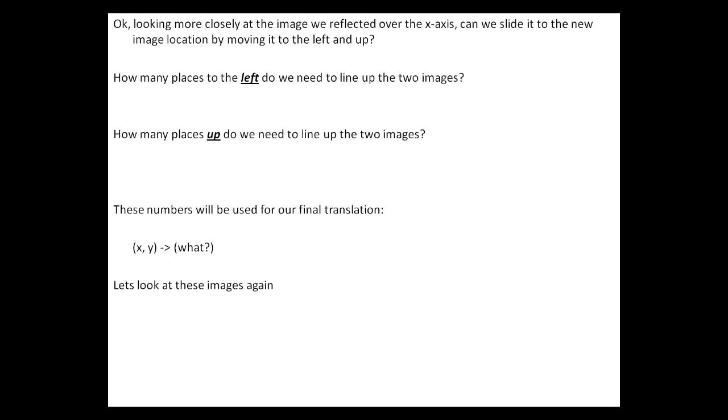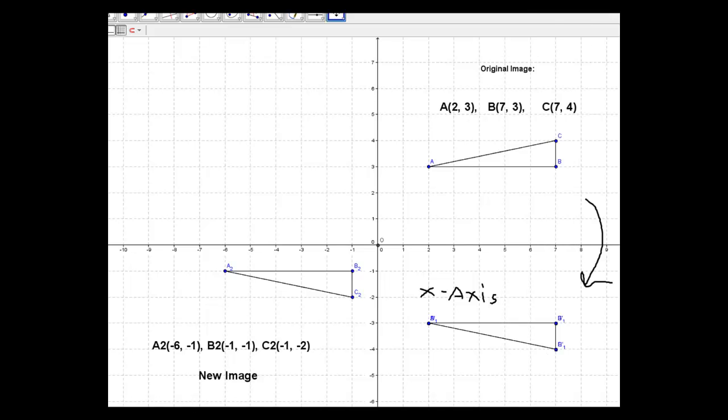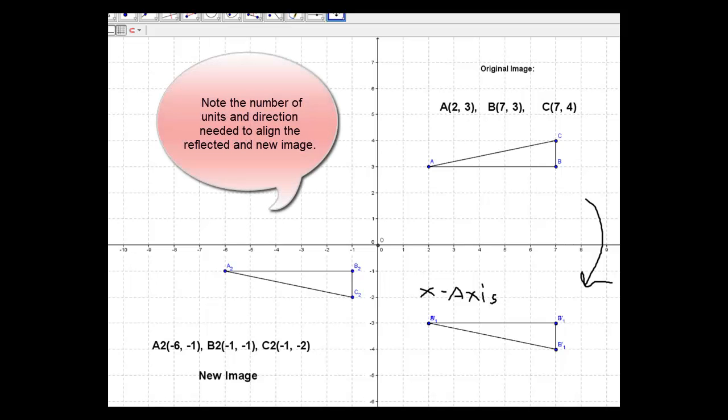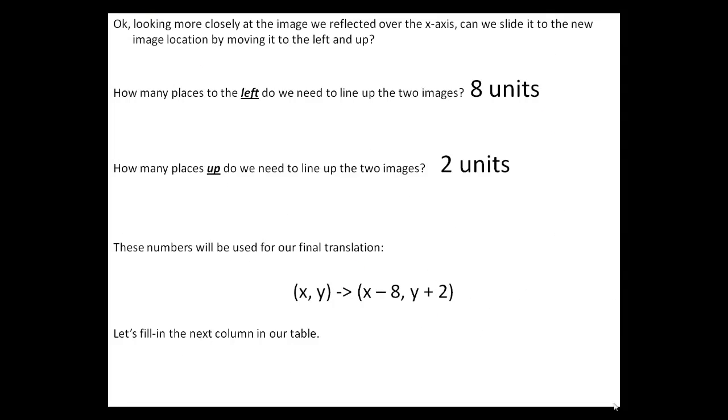Let's look at these images again. Okay, we have our reflected image in quadrant number four. Pause the video here. How many units to the left do we look like we have to move it? How many units up do we have to move that triangle? Well, it looks like we can move that reflected triangle 8 units to the left, and then move it 2 units up, and these triangles will be identical.